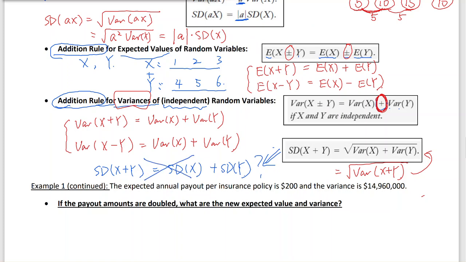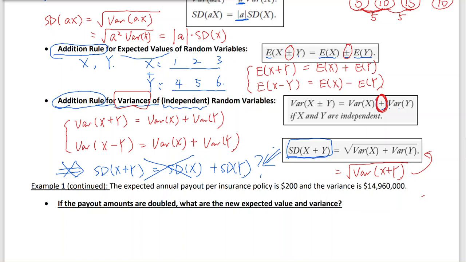Remember, you can only calculate the standard deviation from the variance. You do not have this formula: the standard deviation of X plus Y equals the standard deviation of X plus the standard deviation of Y. This equation doesn't exist. You can only calculate the standard deviation from the square root of the variance.